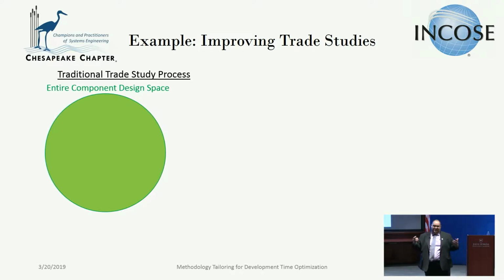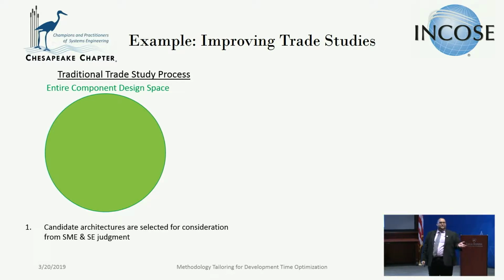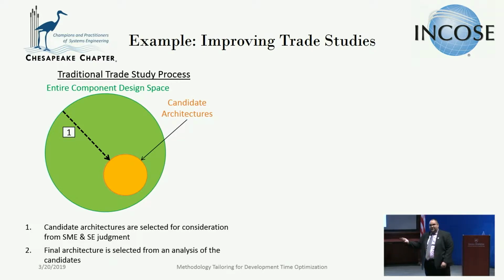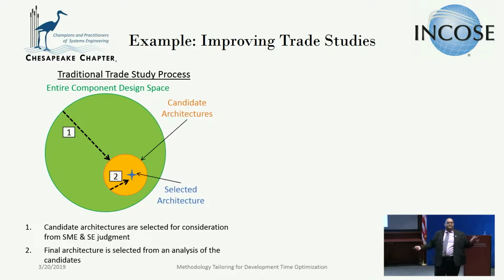And then, how does a trade study go? Well, you get a bunch of SMEs and systems engineers, and you decide from that entire design space and everything that they know, they select a subset, right? And that's where the trade study alternatives come from. They just decide, oh, these are the alternatives we're going to consider, and that's where we're going to build the trade study. And then next step, you actually go through and make the trade study, and you select your architecture. Here's what we got. That's the best option out of the ones we considered.